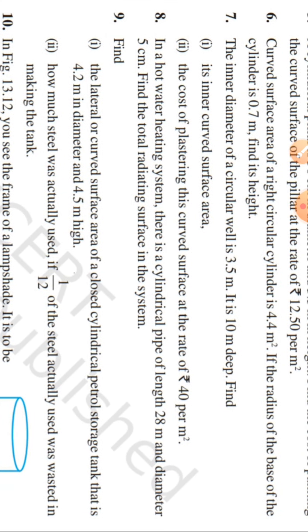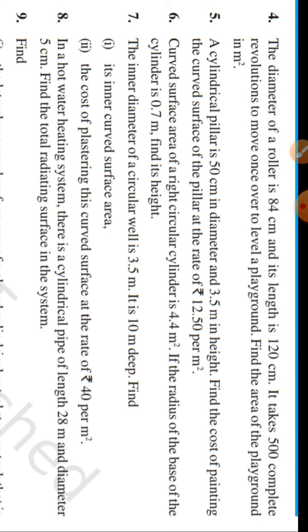Okay, look at question number 4. The diameter of a roller is 84 centimeter and its length is 120 centimeter. So the diameter is given again, so just make it half. So 42 will be the radius, and length means height. Either you say length or height, both are equal here. It takes 500 complete revolutions to move once over to level a playground. Find the area of the playground in meter square.